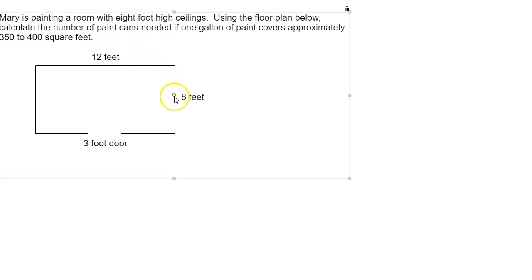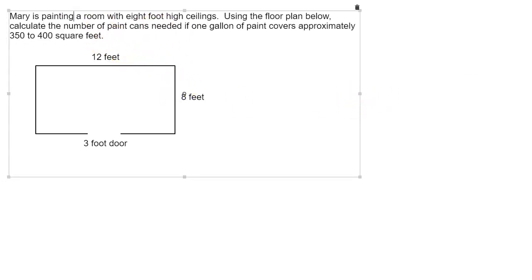with 8-foot high ceilings. Using the floor plan below, calculate the number of paint cans needed if 1 gallon of paint covers approximately 350 to 400 square feet.